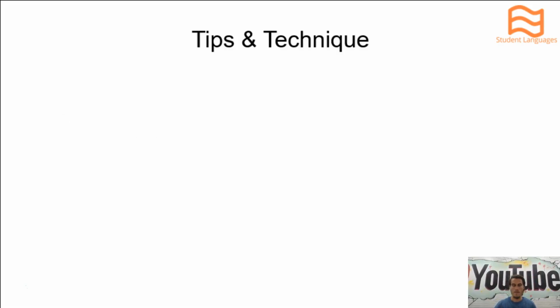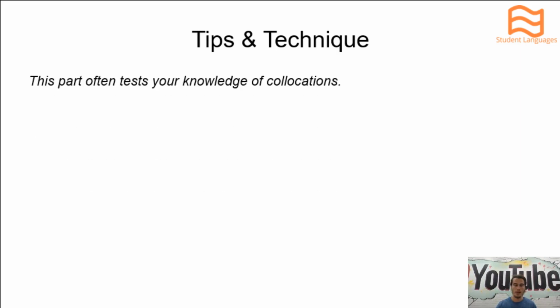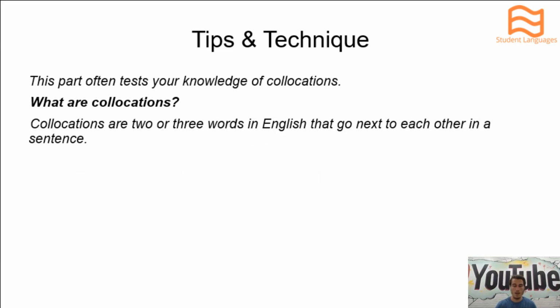Okay, time for my next tip. This part often tests your knowledge of collocations. What are collocations, you might ask? That's a very good question. Collocations are 2 or 3 words in English that we put next to each other in a sentence. For example, we always say interested in English. We don't say interested on or interested with, but we say interested in.